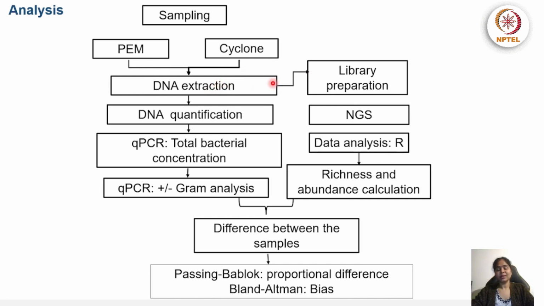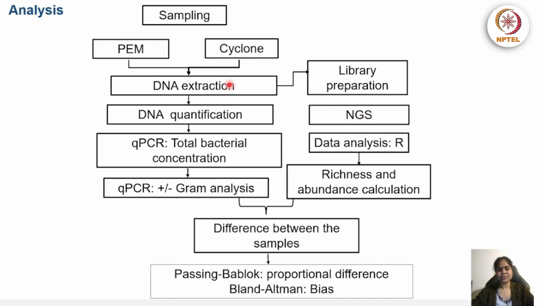Then we also did qualitative analysis. For that, we chose NGS, next generation sequencing, which is an advanced level technique. Why did we choose this? Because, as I mentioned earlier, not all the microbes are culturable. So we wanted to have a better comparison. For that reason only we chose NGS. NGS is a sequencing technique which can identify both viable and non-viable bacteria.